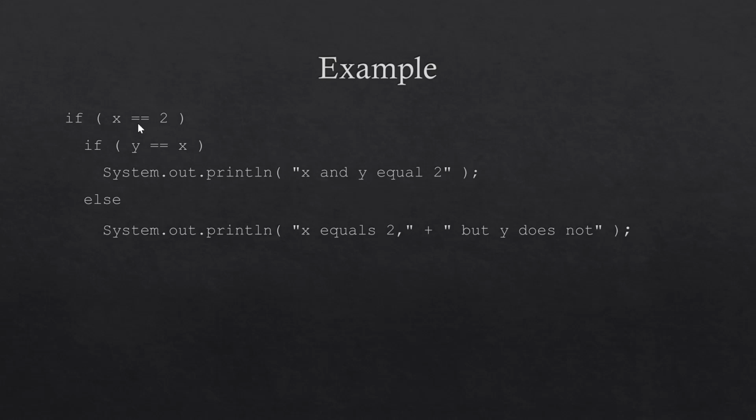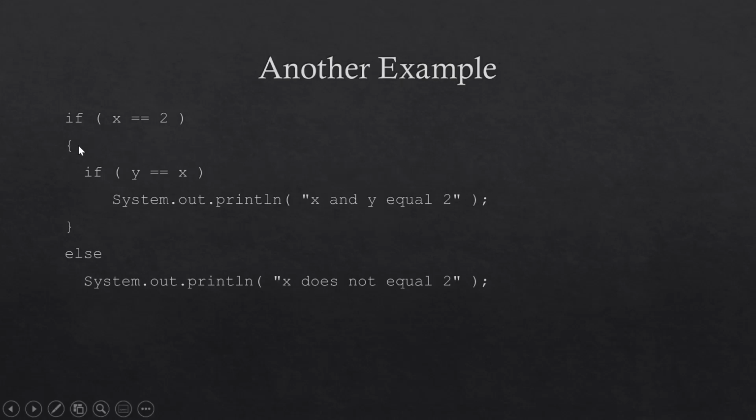Now, if we want to check that x is equal to 2 and we do not care about the value of y, we can enforce that using the curly braces. So if x is equal to 2 and y is equal to x, we are printing out that x and y are equal to 2. Else, now since this is in the curly braces, that means this is the true block for this if statement, and this is the else block, this is the false block for this if statement. So else means the x was not equal to 2. So I do not care what y was equal to. I'm just checking that x is not equal to 2, so I'm printing out x does not equal 2.